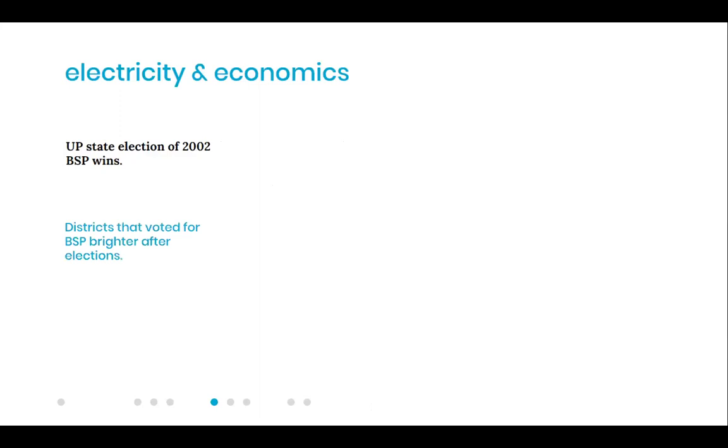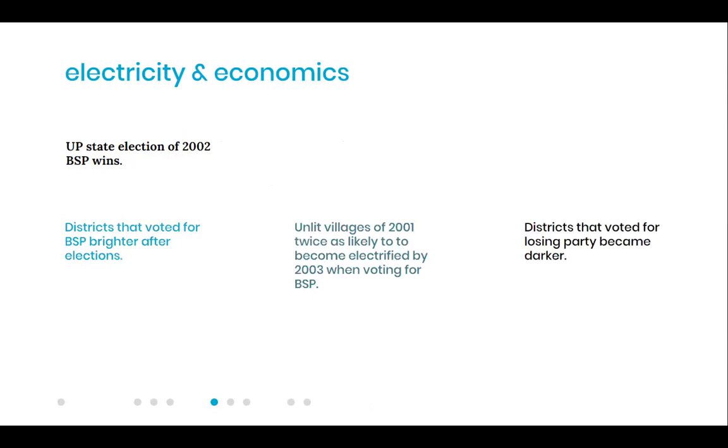So what they found was districts that voted for BSP were brighter after the elections, and unlit villages in 2001 were twice as likely to become electrified by 2003 when they voted for the BSP. And the districts that voted against the BSP or for the losing party became darker after the elections.